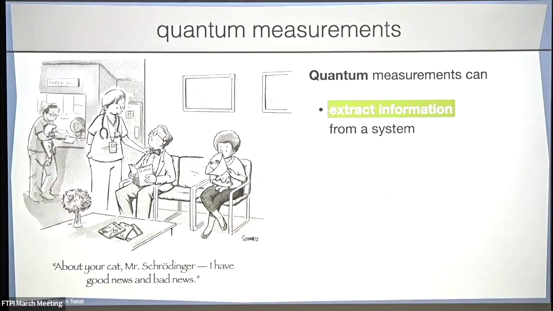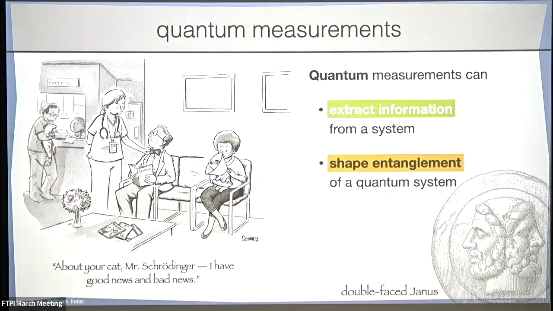But there's another thing in quantum mechanics that measurements can do, which is that they can actually shape entanglement. So they can actually be a resource. They can be a tool to do things. And that sets measurements in quantum mechanics apart from the way that we use measurement in classical physics. And this idea that you can just use measurements to do stuff will be now the theme of what comes.